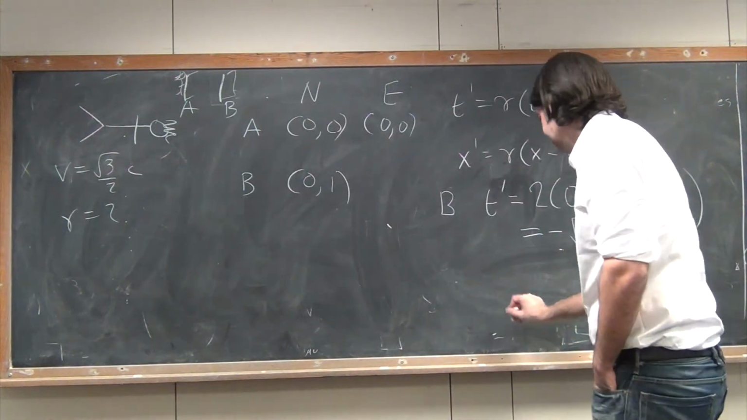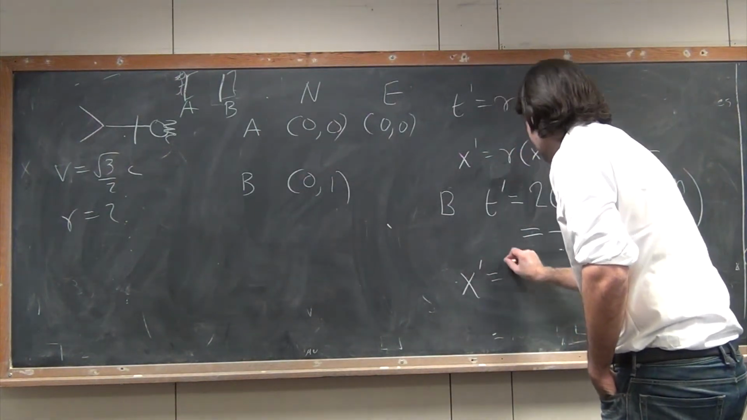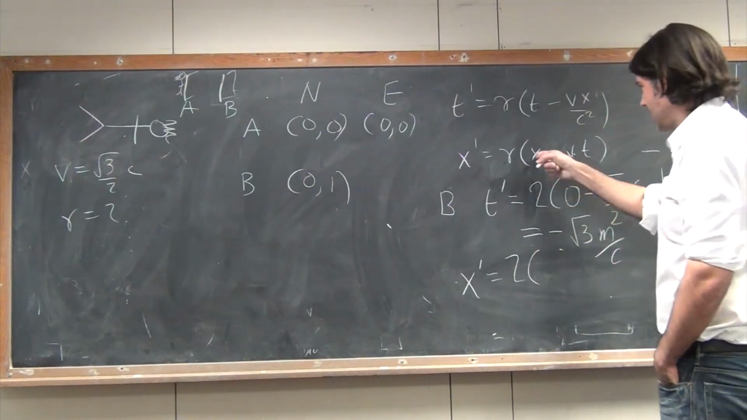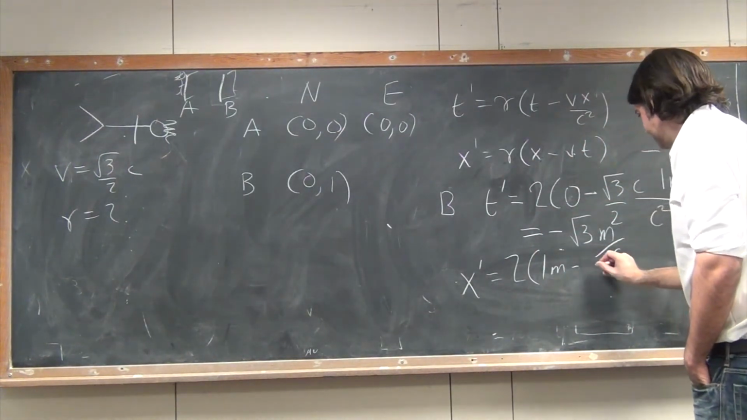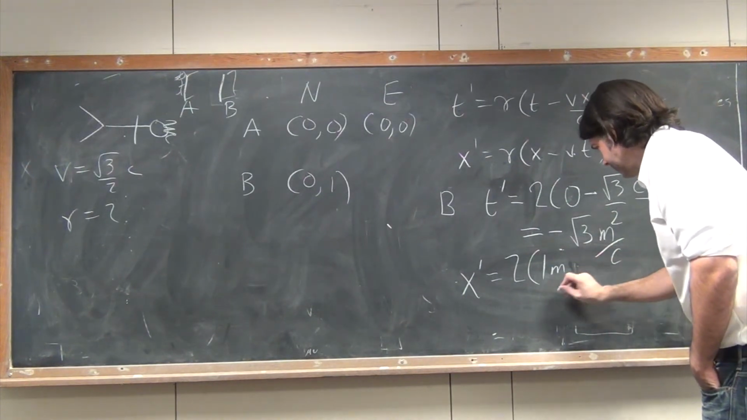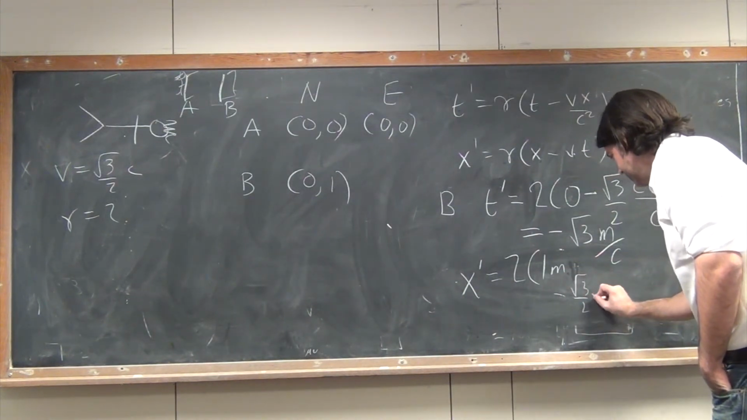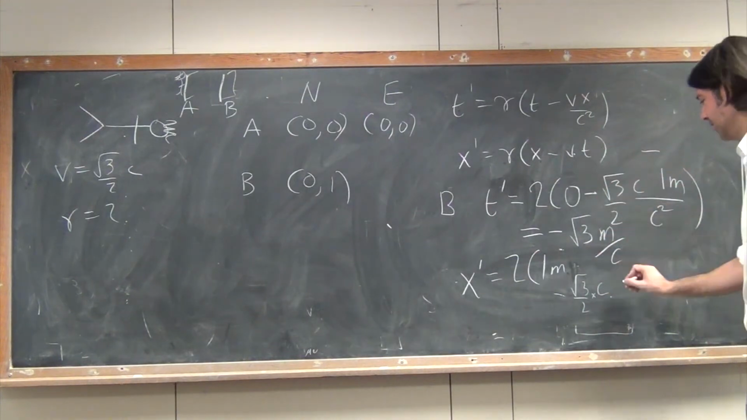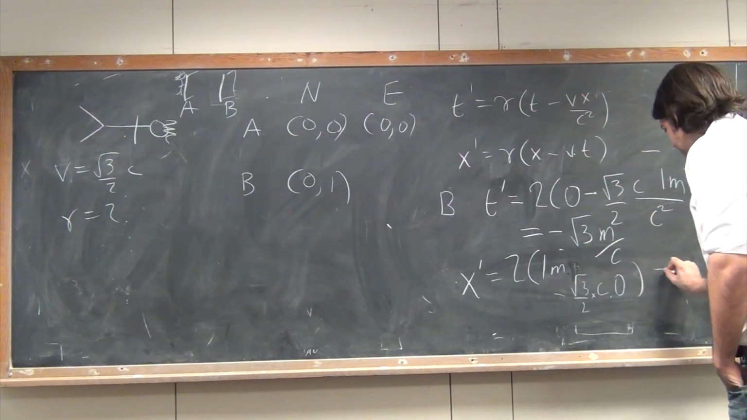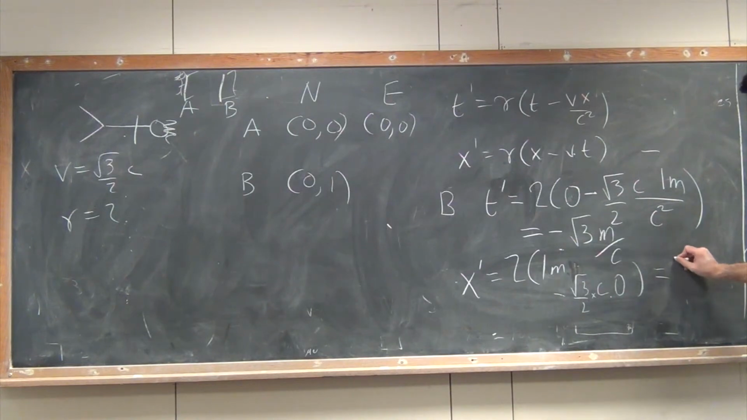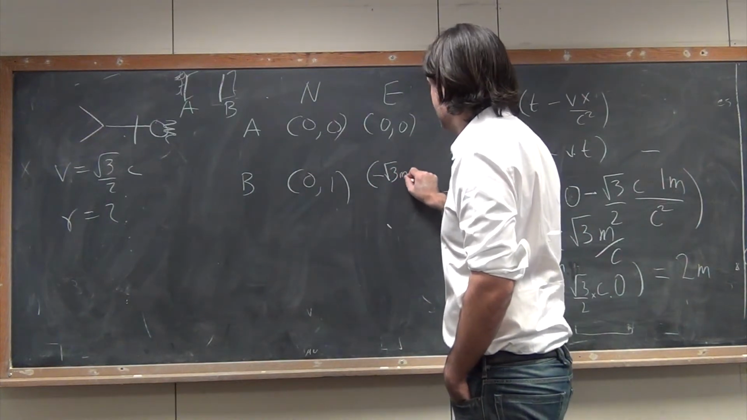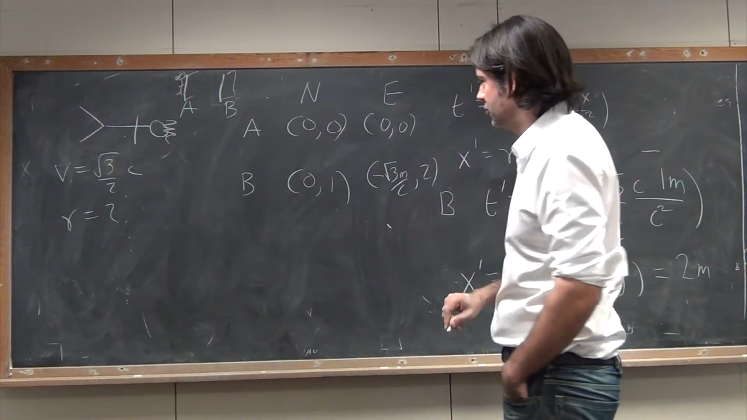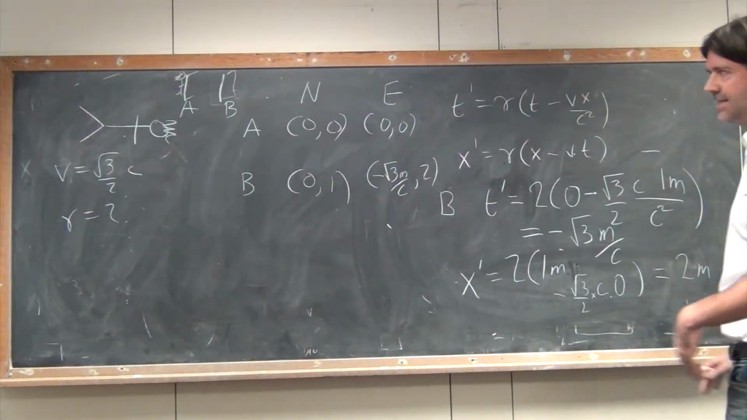What about the space coordinate? Gamma is 2, x is 1, velocity is square root of 3 over 2 times c, and t is 0. So the second piece is 0, so Einstein measures x prime to be 2 meters. So Einstein says the second event happens at minus square root of 3 meters over c at a location of 2 meters. So what does that mean he sees?